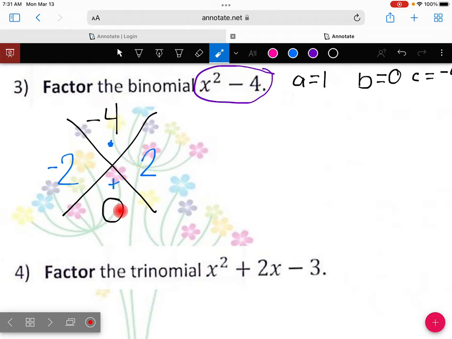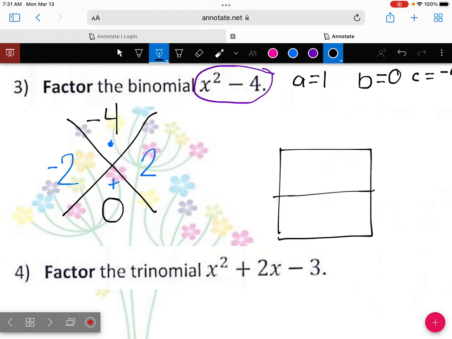And in fact, when your B is 0, they're always going to be the square root of this number up here. But we can build our own box, and you can 100% do it that way. This one is a special pattern that you don't necessarily have to use the box for. Does anyone remember what this pattern is called?